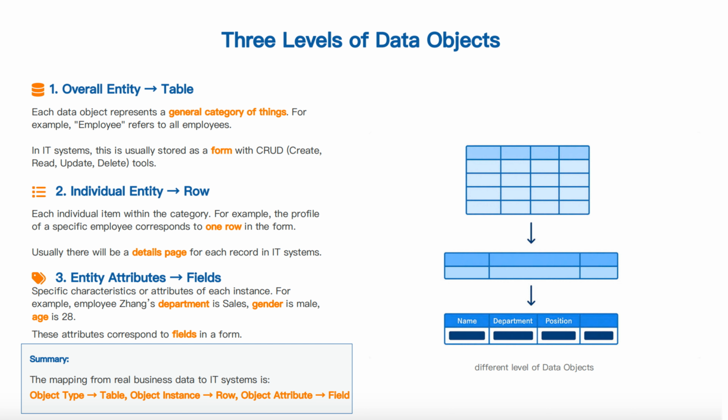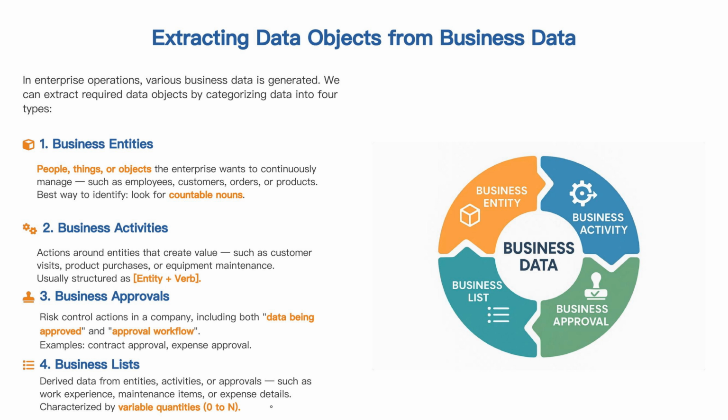The third level is entity attributes, corresponding to the fields in the form, which are the specific attributes of each individual. For example, Zhang's department is sales, gender is male, and age is 28. These are represented in the application as fields such as department, gender, and age. Having understood these three levels, let's discuss how to accurately extract data objects from real-world business data.